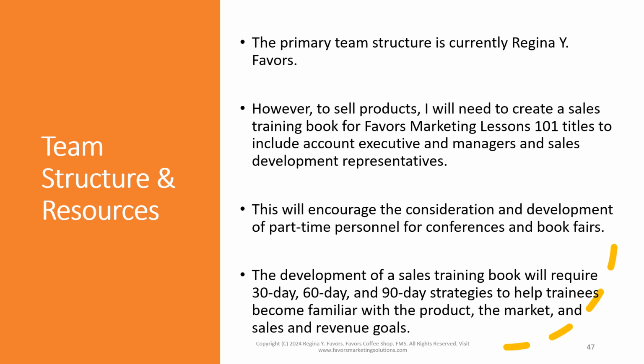All right, team structure and resources. The primary team structure is me for right now, Regina Y Favors, because most of the money that I spend goes to marketing, planning, exhibiting, etc. However, to sell products, I will need to create a sales training book for Favors Marketing Lessons 101 titles to include account executive, managers, sales development representatives. This will encourage the consideration and development of part-time personnel for conferences and book fairs, so that assistance that I might need at a book fair.